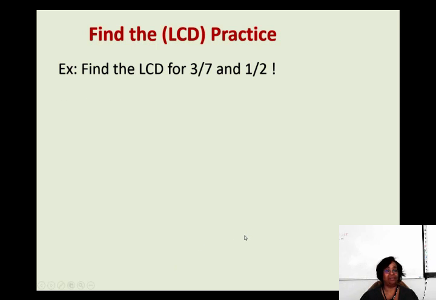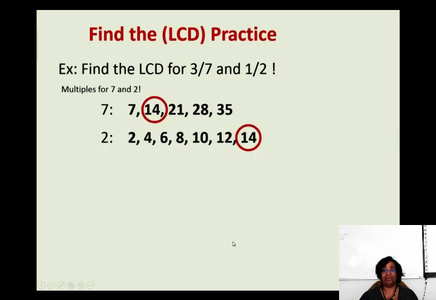What's the LCD? 14. So you can make a multiple list and see what you have in common, that's the smallest, or you can use the shortcut that I taught you. Go to the largest one, in this case it's 7, and do multiples of the 7, and then just compare it to the 2. I know that 7 times 1 is 7, but 2 will not go into 7 evenly. 7 times 2 is 14, well 2 and 7 go into 14, so that's my LCD, that's the shortcut.